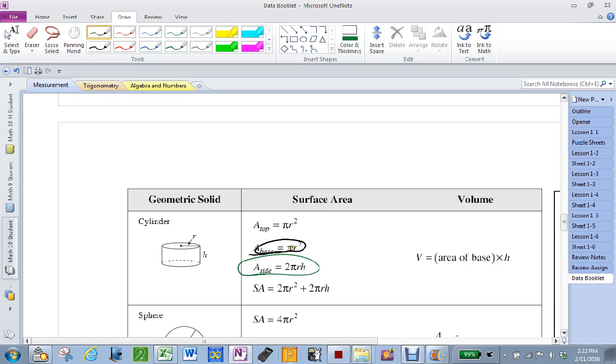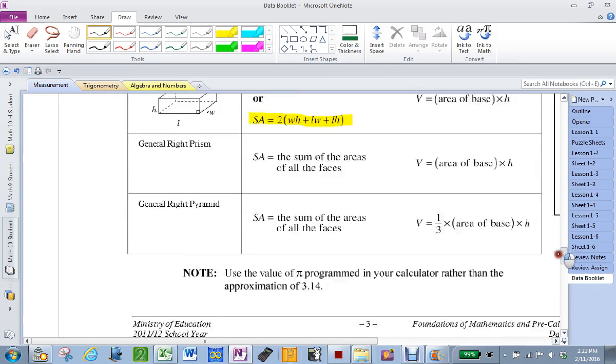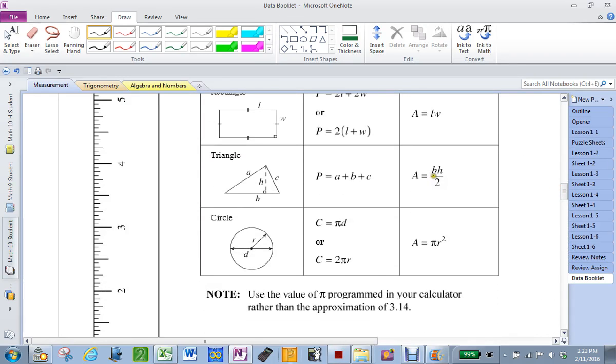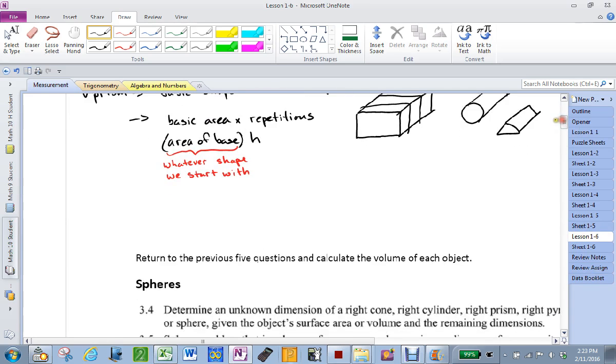The volume of a cylinder is pi r squared times the height. The triangle prism isn't in there, but there's the area of a triangle, base times height divided by 2. Everybody cool? All right. So now, that covers one thing, but there's also prisms or pyramids.